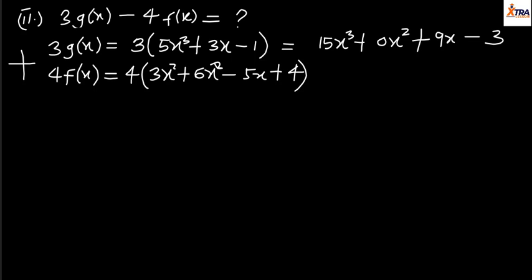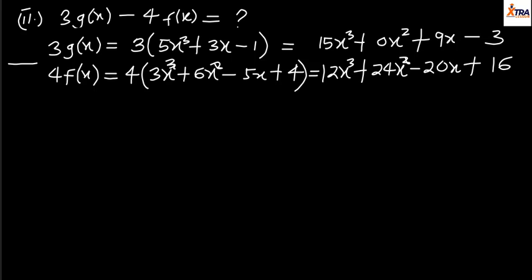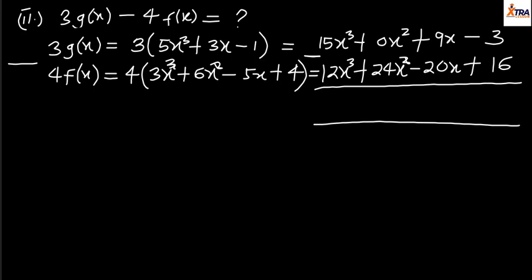I am adding both of them. Oh, this is actually subtraction on this side. 4 times 3x cubed here, we have 12x cubed. 4 times 6x squared, you have 24x squared. 4 times minus 5x, you have minus 20x. 4 times 4, you have plus 16. Since we are subtracting these two, let's put them in tabular form as well.